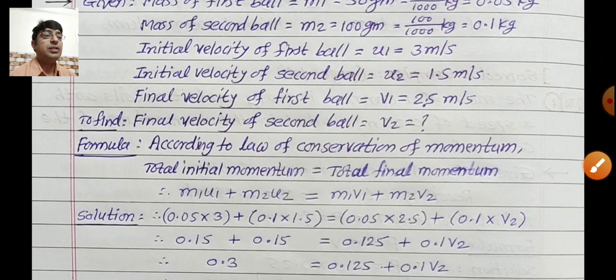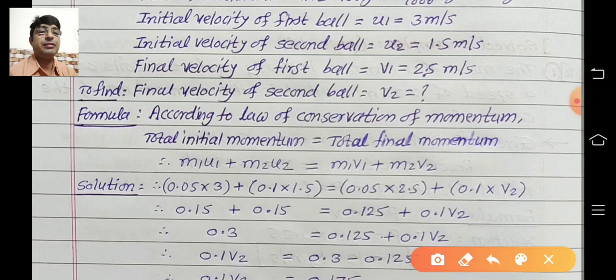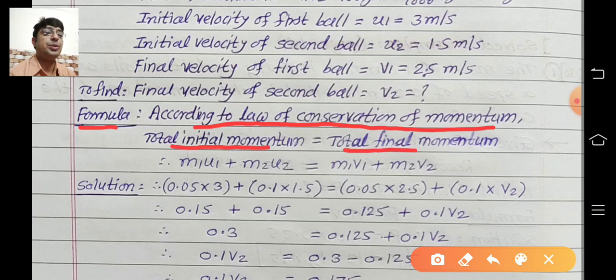Now the formula. As per the information given in the question, this numerical problem is based on conservation of momentum. So we write the formula here. According to the law of conservation of momentum, total initial momentum is equal to total final momentum. Therefore, the formula is m1 u1 plus m2 u2 is equal to m1 v1 plus m2 v2. Now the solution.